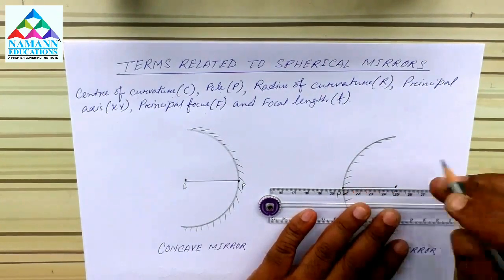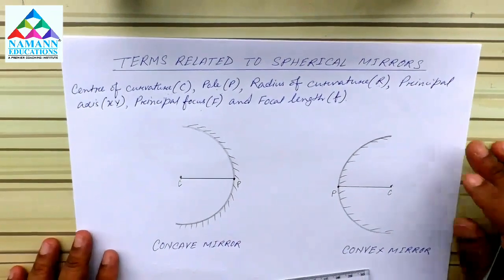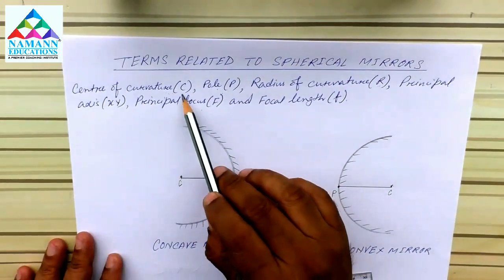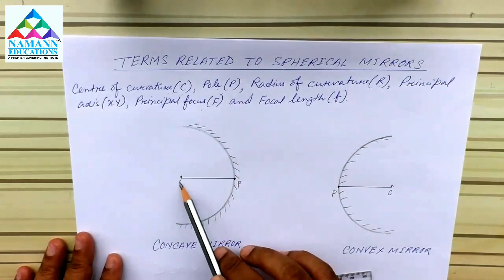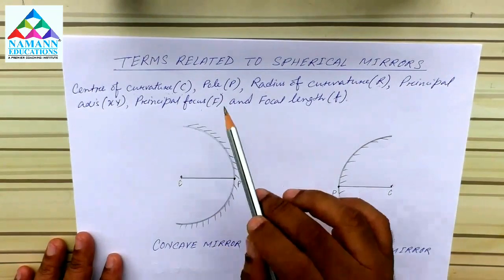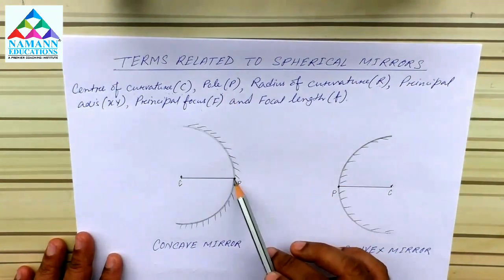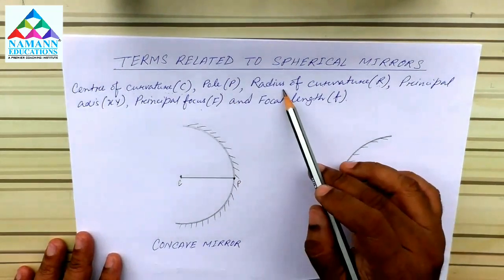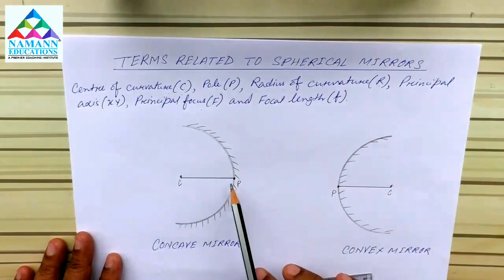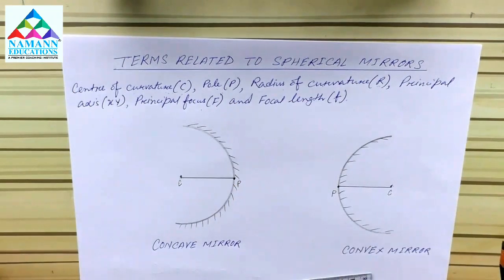It represents radius of curvature. So I discussed three terms: center of curvature, the center of the sphere of which the spherical mirror is a part; pole, the center point of the reflecting surface is called the pole of the spherical mirror; radius of curvature, the radius of the sphere of which the spherical mirror is a part.